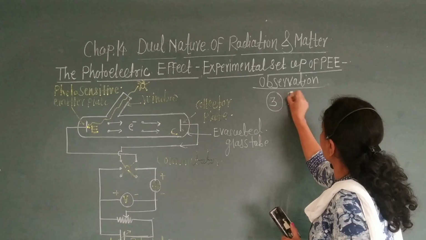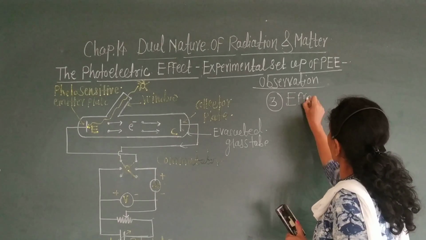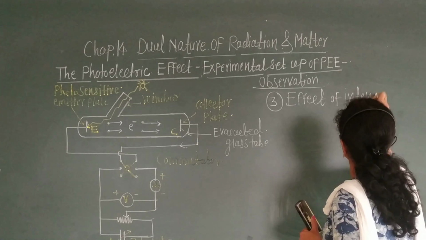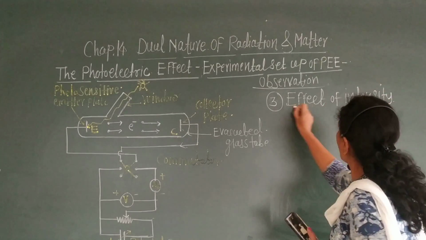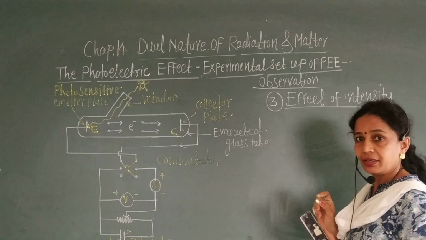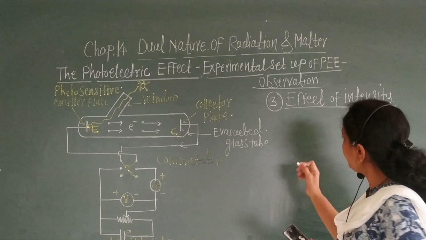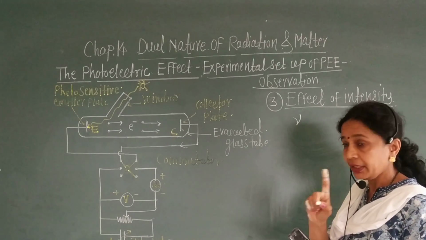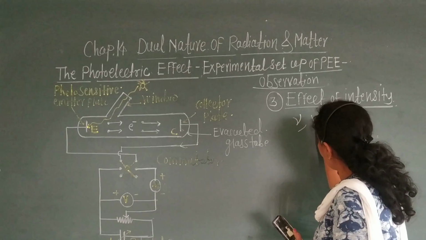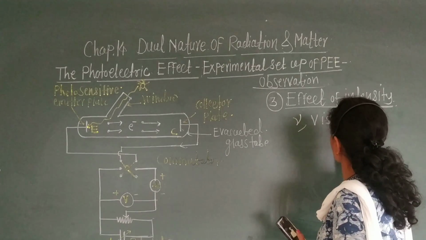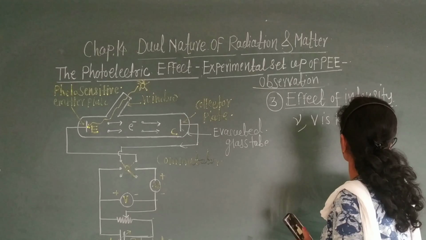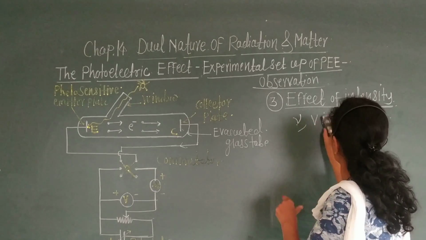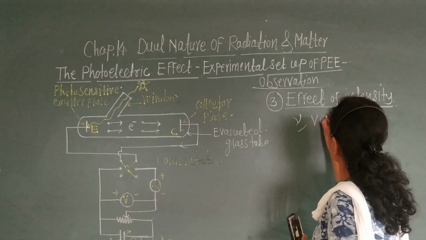Effect of intensity. Intensity of what? Incident radiation. In that case, nu means frequency of incident radiation is kept constant and V is kept constant. Both nu and V are kept constant.